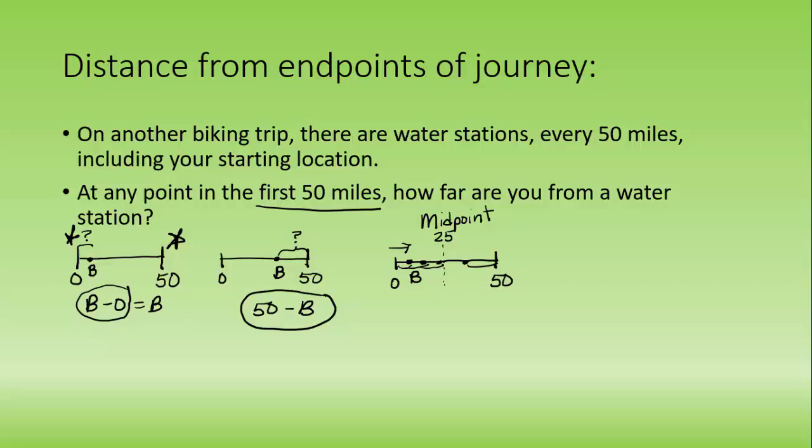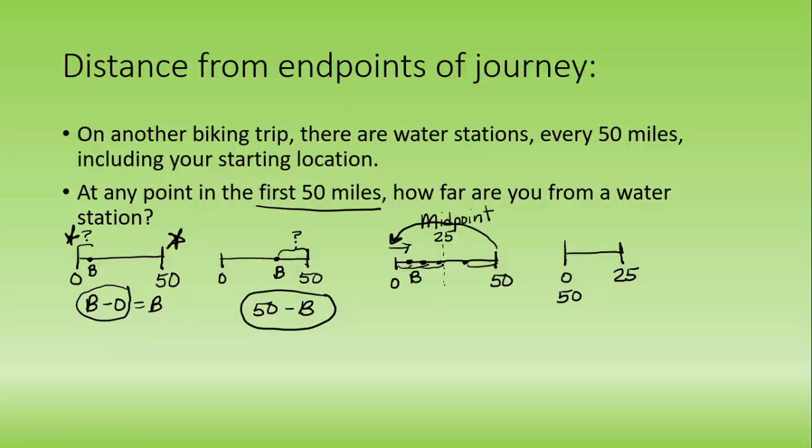I want to know the distance between me and the water. But the midpoint is important. Imagine folding the journey in half on the midpoint so that 50 becomes the same as 0. Now I have this diagram. Here's 25 miles. Here's 0 or 50.